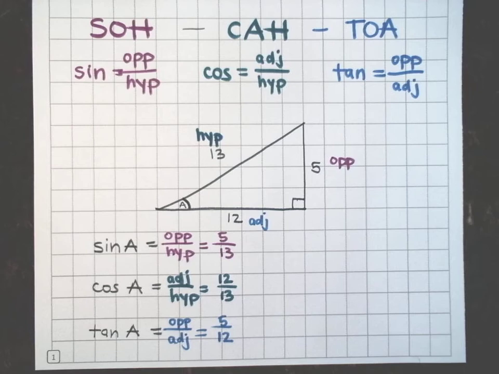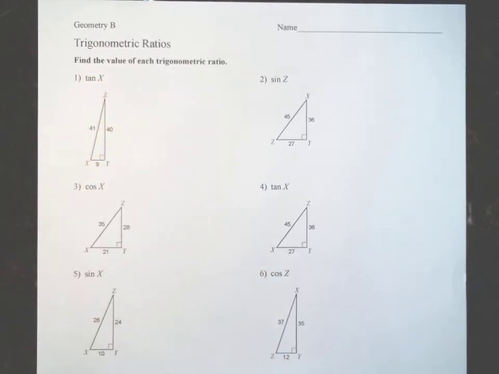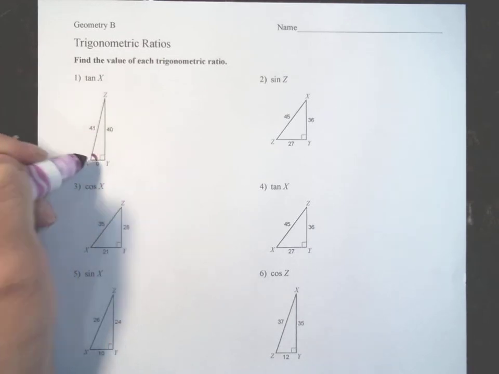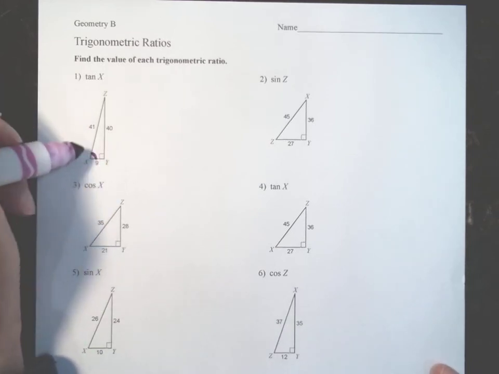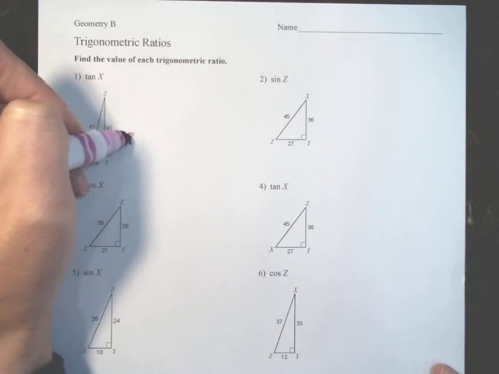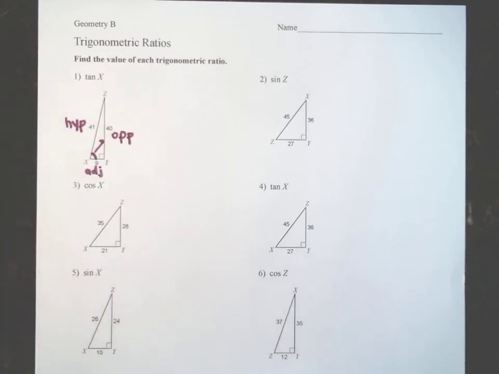Okay, let's look at your practice assignment today. Okay, so we're going to find the value of each trigonometric ratio. So we're trying to find the tangent of x. So x is this angle right here. So I would label the sides first. So we have our opposite side right here. We have our hypotenuse right here. And we have the adjacent right here.